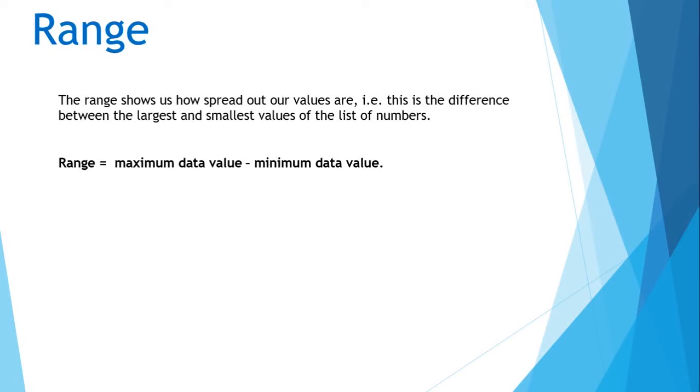The range shows us how spread out our values are. In other words, this is the difference between the largest and smallest values of the list of numbers. For example, we have a set 5, 12, 3, negative 7, 2, and 23. As we see, here the largest value is 23, the smallest value is negative 7. So, range equals 23 minus negative 7, which equals 30.